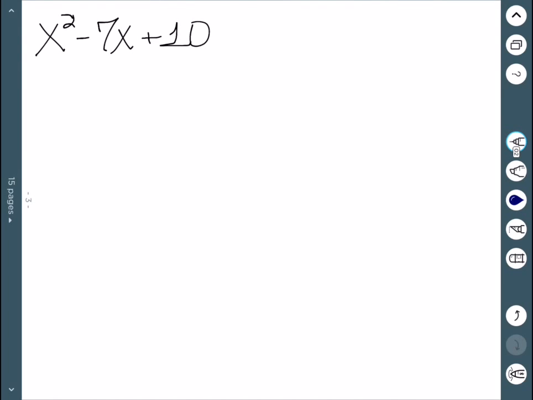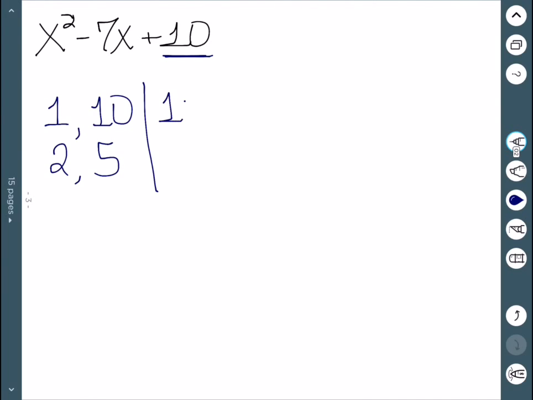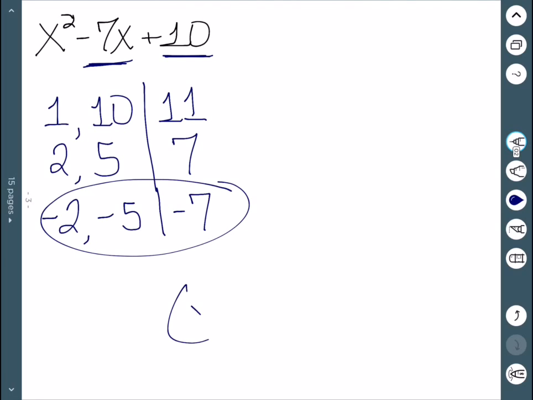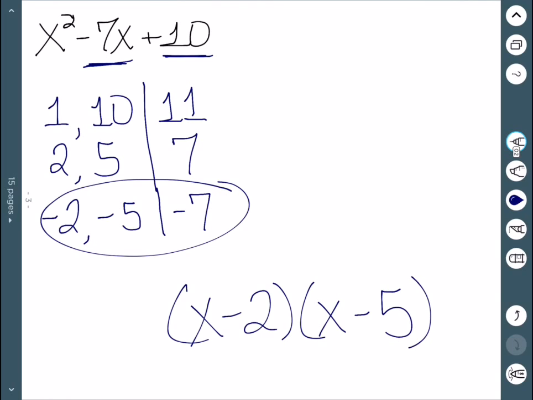Another example, x squared minus 7x plus 10. So we need two things that multiply to be 10. That could be 1 and 10, or 2 and 5. If I try to add these, 1 plus 10 is 11, and 2 plus 5 is 7. However, you'll notice we don't actually need 7, we need negative 7. So it's now also important to realize that negative 2, negative 5 also multiply to be positive 10, and add to be negative 7. So this is x minus 2, x minus 5.